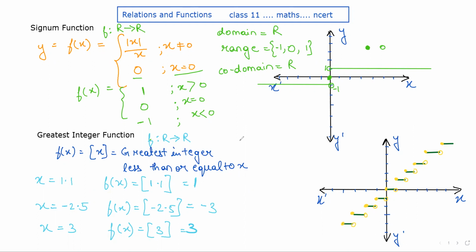Let's calculate the range. Domain itself is considered as real values, and codomain as, again, real values. Range is all these points: 0, 1, 2, 3, 4, 5, minus 1, minus 2, minus 3. So the range is the set of integers. You should get integers as range, hence the greatest integer function. The range is integer values.